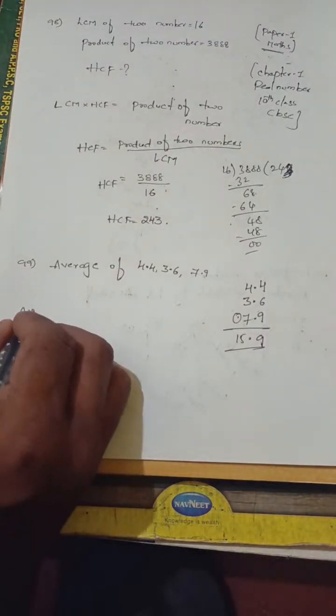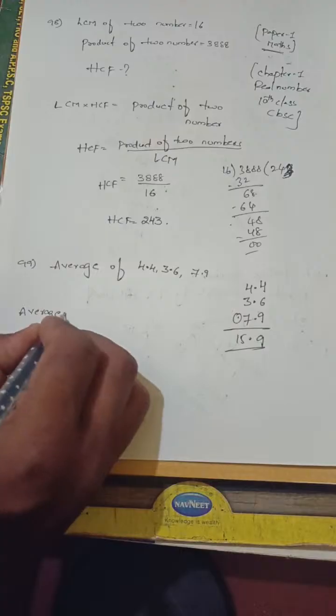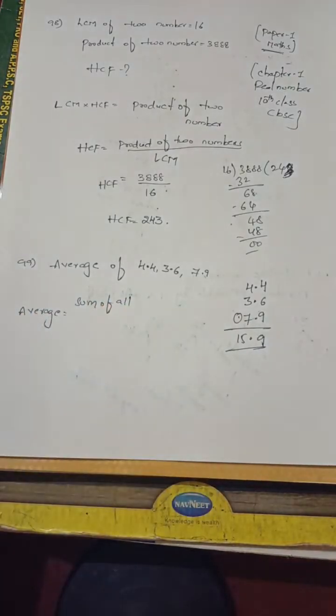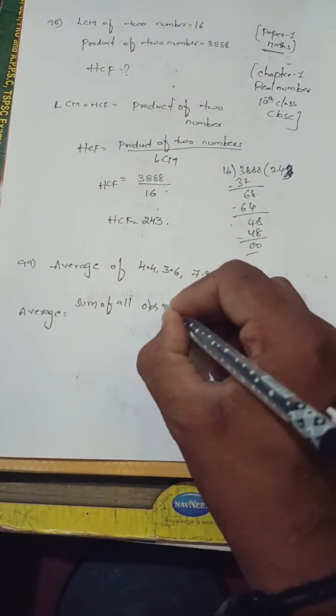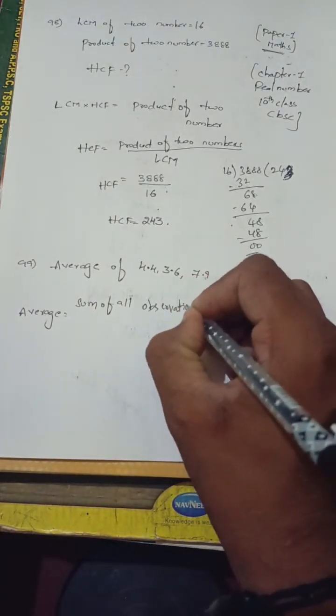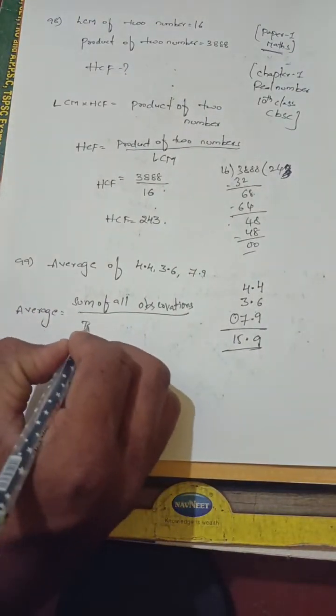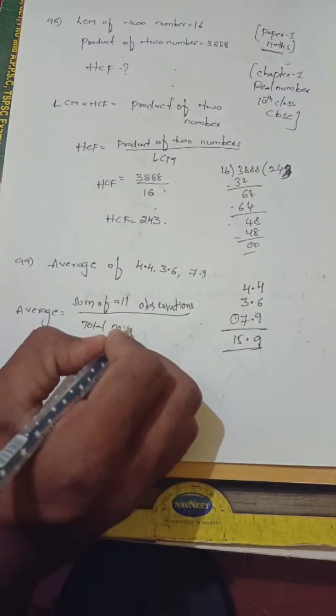So the average formula is the sum of all observations, or you can write the sum of all values also, divided by the total number of observations.